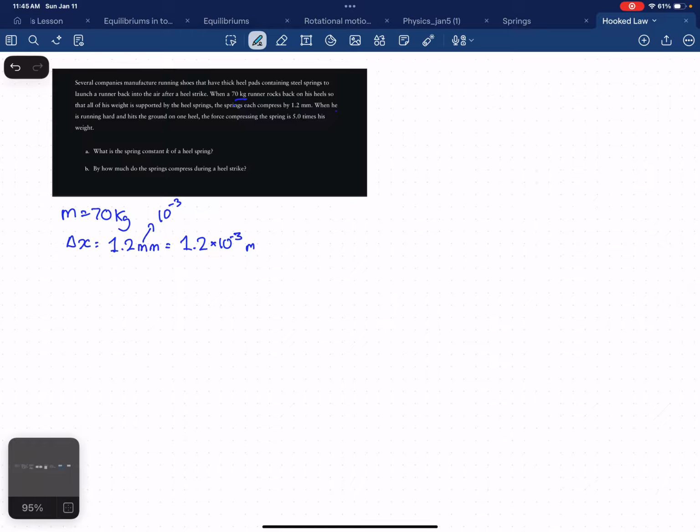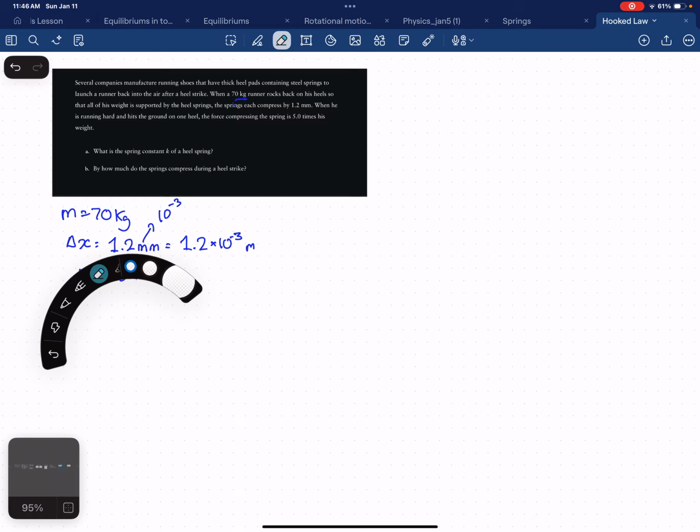When he is running hard, he hits the ground on one heel, and the force compressing the spring is 5 times his weight. Interesting. So the force compressing the spring is 5 times his weight. So that's our spring force. Now what we want to find here is K. All right, find K. What is the spring constant?